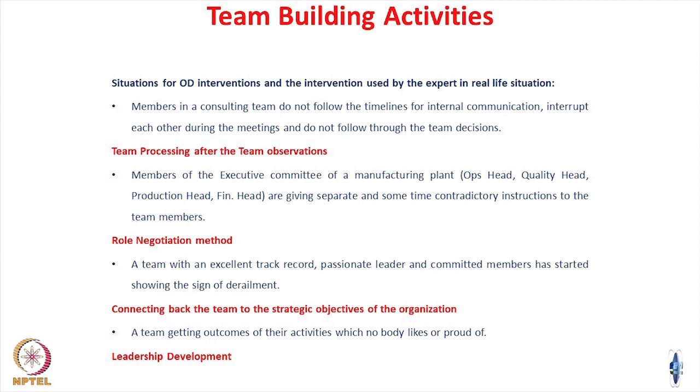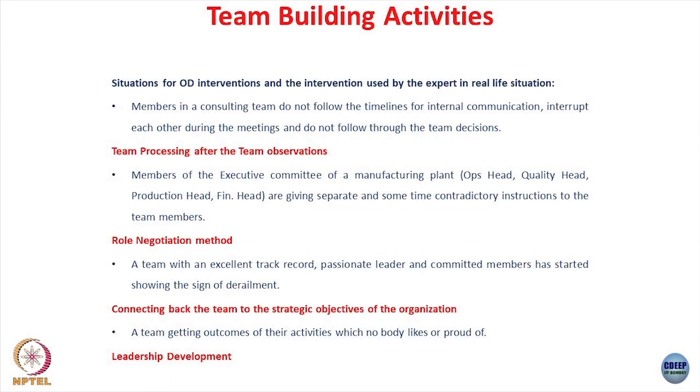Members in a consulting team do not follow the timelines for communication, interrupt each other during the meeting, and do not follow through on the team decision. What is the appropriate intervention here? First, for the performance norms, what is the most common intervention? Observation. The first step is observation, because observation gives us hard, clear data on how people are behaving, and that is the starting point for the intervention, connecting that behavior with the outcome.